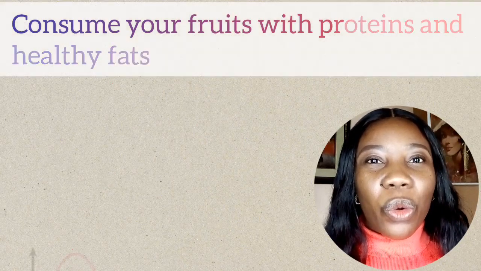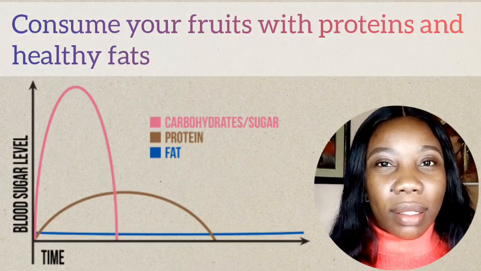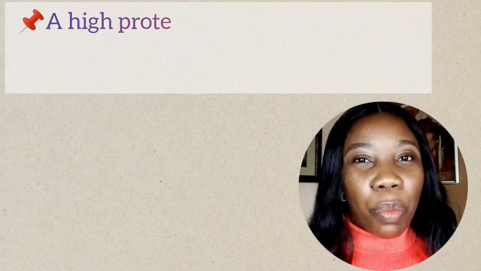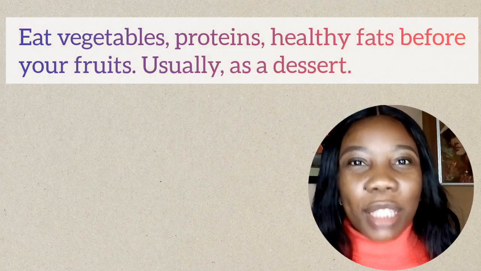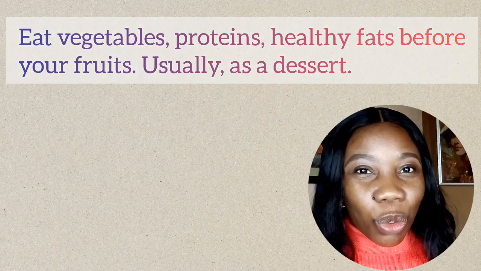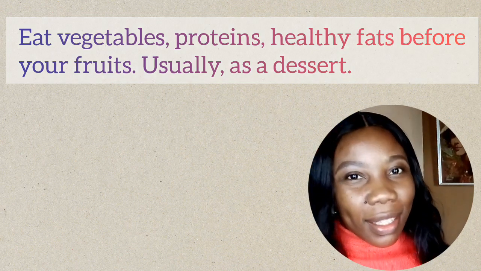So to the first tip, to avoid rapid blood sugar spikes, you might want to consume your fruits with proteins and some healthy fats. A very good example will be taking your fruits with, let's say, a high protein yogurt and a sprinkle of your favorite nuts. Another tip is eating your vegetables and your proteins before your fruits. This brings us to eating your fruits as a dessert, especially after a meal rich in fiber, proteins, and healthy fats. This will help reduce the rate at which that fruit will spike your blood sugar level.